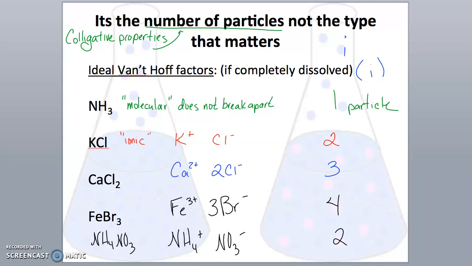and 1 iron ion. And this is a good time to brush up on those polyatomic ions, because you see the one at the bottom, we've got ammonium nitrate, and there's a whole lot of elements there, and we need to know these are polyatomic ions, and so this would indeed dissociate into the ammonium ion and the nitrate ion, having a Van 't Hoff factor of 2.